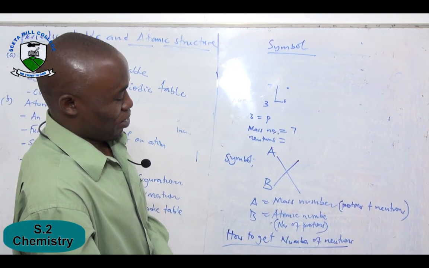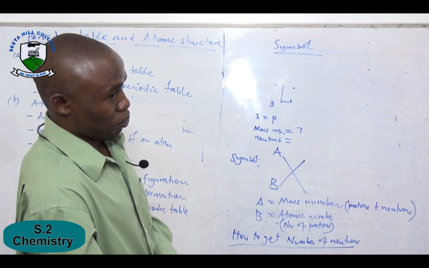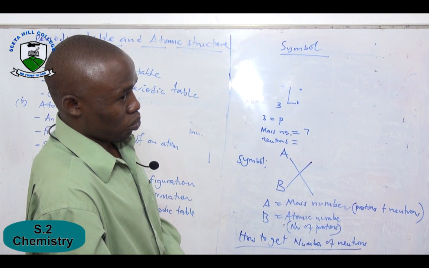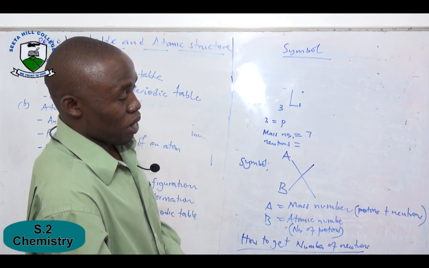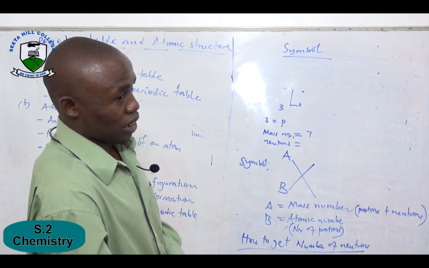Mass number is made up of protons and neutrons. Exactly. And 7 is the mass number. So if you divide 7 by 2, you are trying to tell us that the atom always has an equal number of neutrons and protons. Is that correct? I'm saying yes.